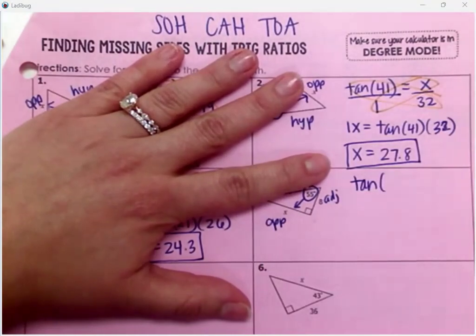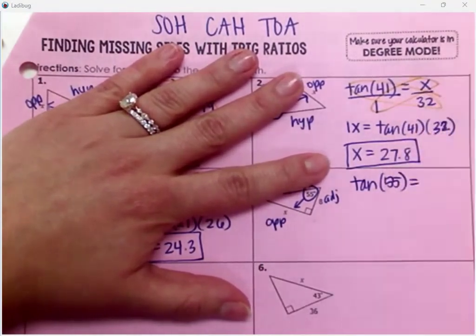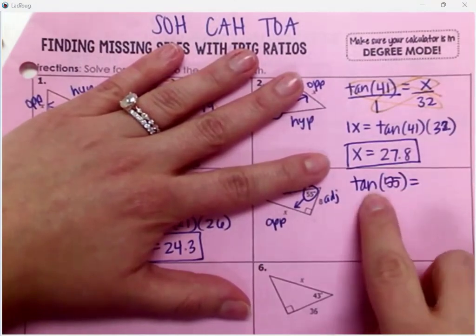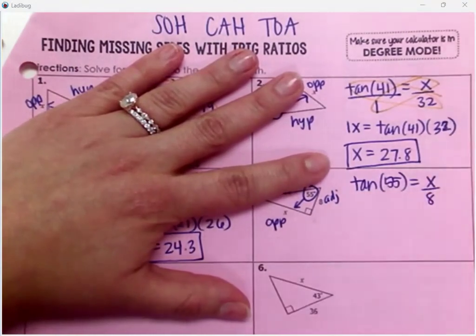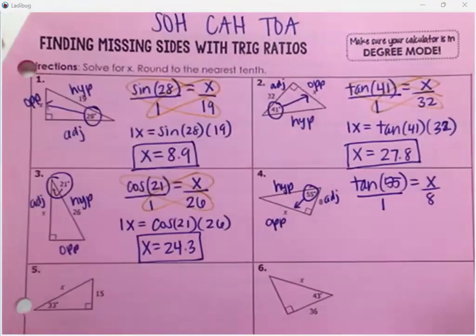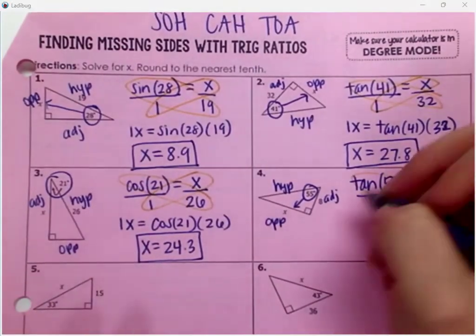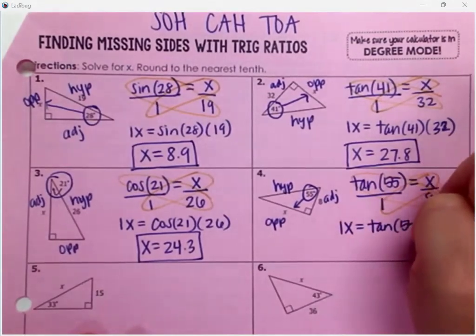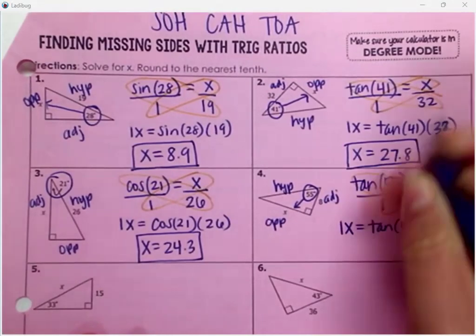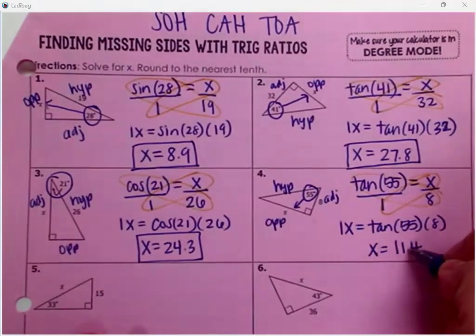And it's going to be tangent of what angle measure? 55 equals, and if I'm dealing with tangent, it's opposite over adjacent. So I should have x over 8 over 1, and we cross multiply. So that should give me 1x equals tangent of 55 times 8. And we get an answer of 11.4.